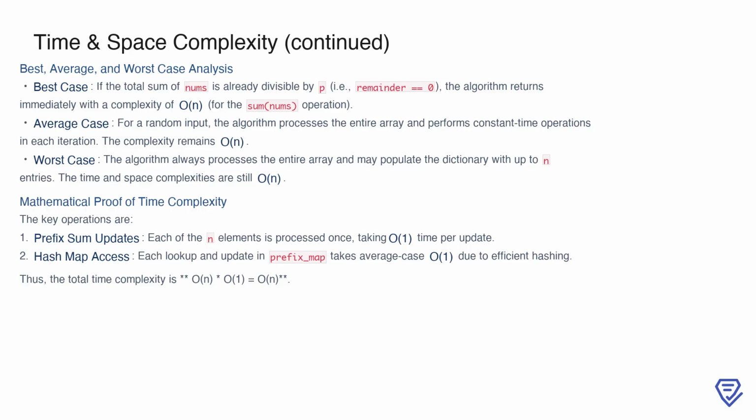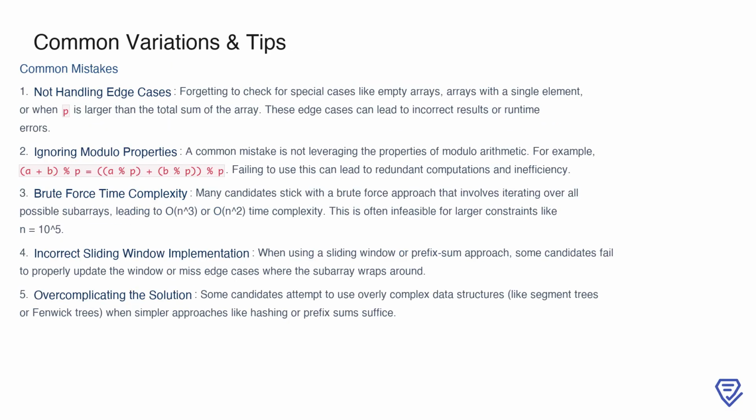Each of these is performed in O(1) time per element, leading to a total time complexity of O(n) * O(1) = O(n). When tackling this problem, there are several common mistakes that can trip you up if you're not careful. First, forgetting to handle edge cases is a frequent issue. For example, you need to account for scenarios like empty arrays, arrays with only one element, or cases where the value of p is larger than the total sum of the array. Neglecting these can lead to incorrect results or even runtime errors.